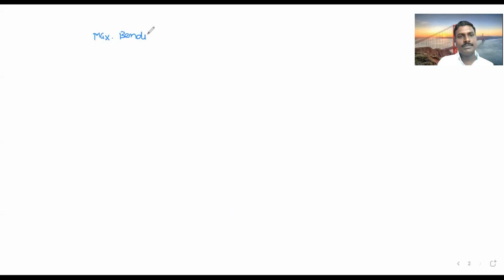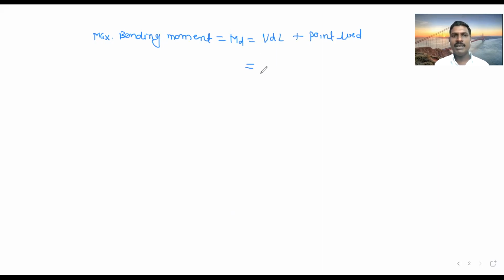Now we have to calculate the maximum bending moment. Here we can add because bending moment has the same unit. So the maximum bending moment MD is equal to that for UDL plus point load. For UDL, what is the formula for maximum bending moment? WDL square by 8. And for point load, what is the formula? WDL by 4.